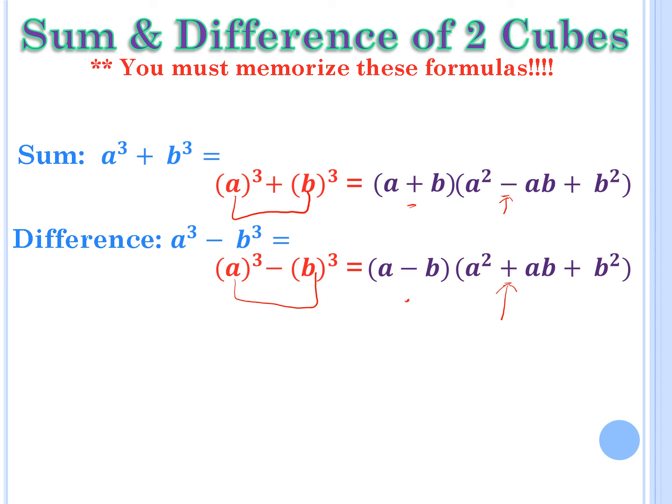Now, I do want to tell you something else, okay? These trinomials that are tacked on at the end, if you've done it right, they will never, ever, ever factor any further. So that a squared minus ab plus b squared and a squared plus ab plus b squared, okay? Those trinomials will never, ever, ever factor any further.